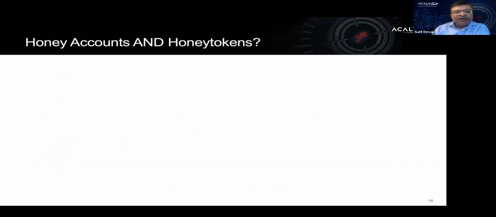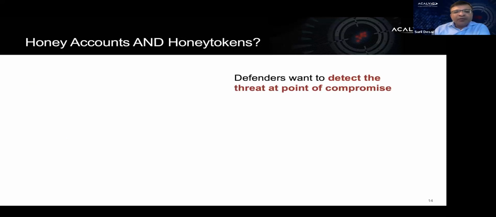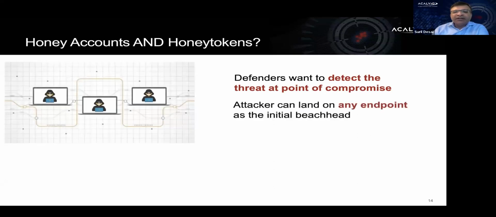For enterprises, the defender wants to detect the threat at the point of compromise. As soon as the attack starts, the defender would like to get a threat detection. The attacker can land on any endpoint as an initial beachhead. So consider an environment where there are, let's say, over 10,000 plus endpoints. Any of those endpoints could serve as the initial beachhead for the attacker. So the attacker can land on machine 1, machine 2, and it can also land on machine 1000.